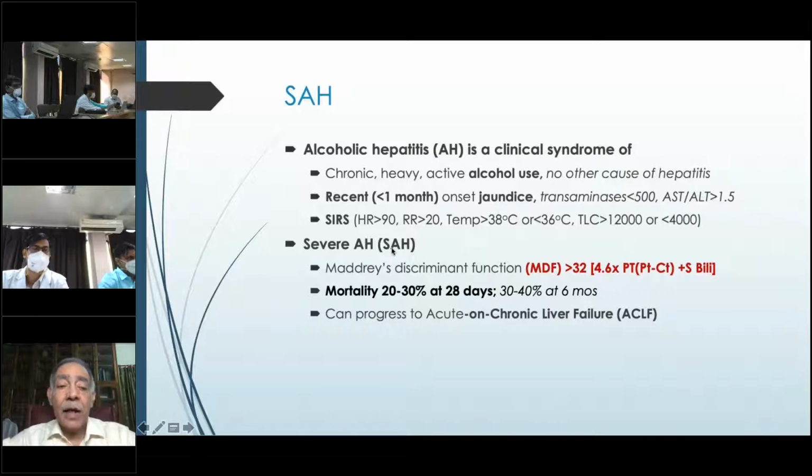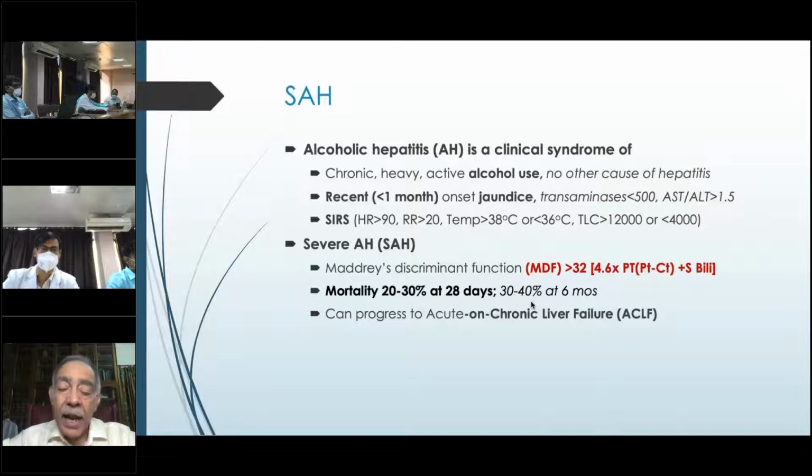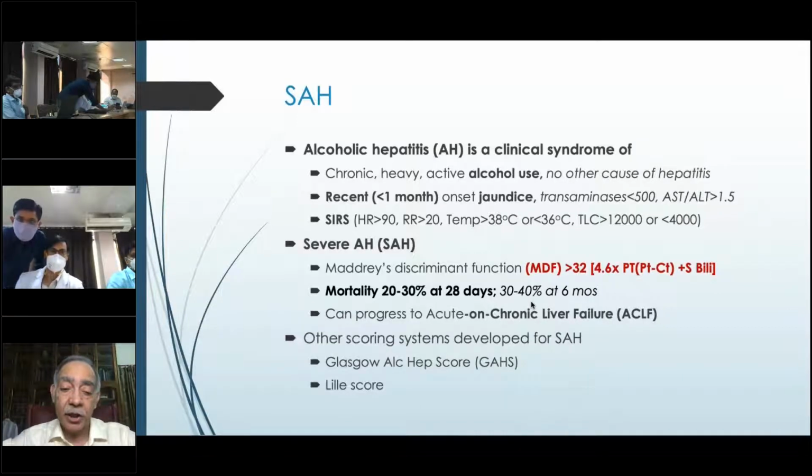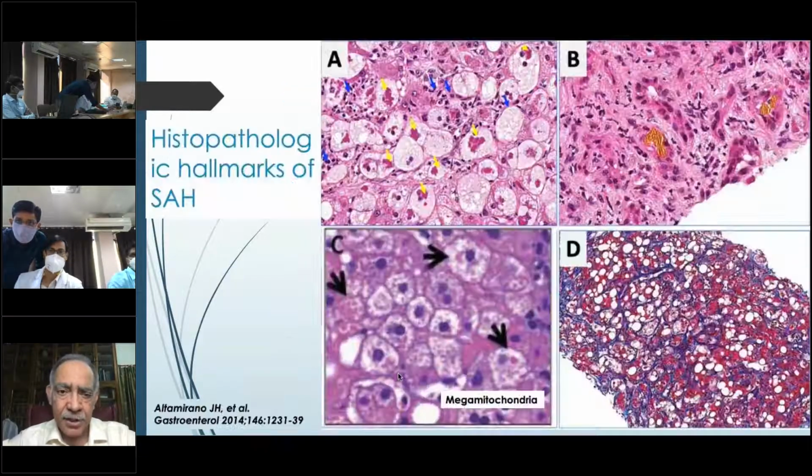Mortality in severe alcoholic hepatitis is as much as 20 to 30% at 28 days and maybe 34 to 40% at 6 months. This can also progress to a more severe form with organ failures, which has been termed acute on chronic liver failure, and more about this shortly. Apart from this, of course, there's a large number of other systems apart from the Maddrey's discriminant function used to describe severity of alcoholic hepatitis, which we will not be discussing at the present moment.